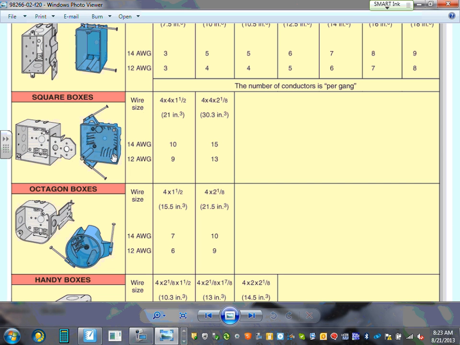Look at this. Here's a square box. The square box, it's a 4 by 4 by 2 sizes, say 2 and 1/8. I can bring 13 number 12 conductor to it, or 15 number 14 conductor. When you're dealing with devices for dwellings, you're dealing with number 12 and number 14 almost all of the time. 12, 14, 10, maximum 8. That's the sizes that we're going to be using in this book. We're going to 14, 12, 10, and 8. That's about it in terms of branch circuits.